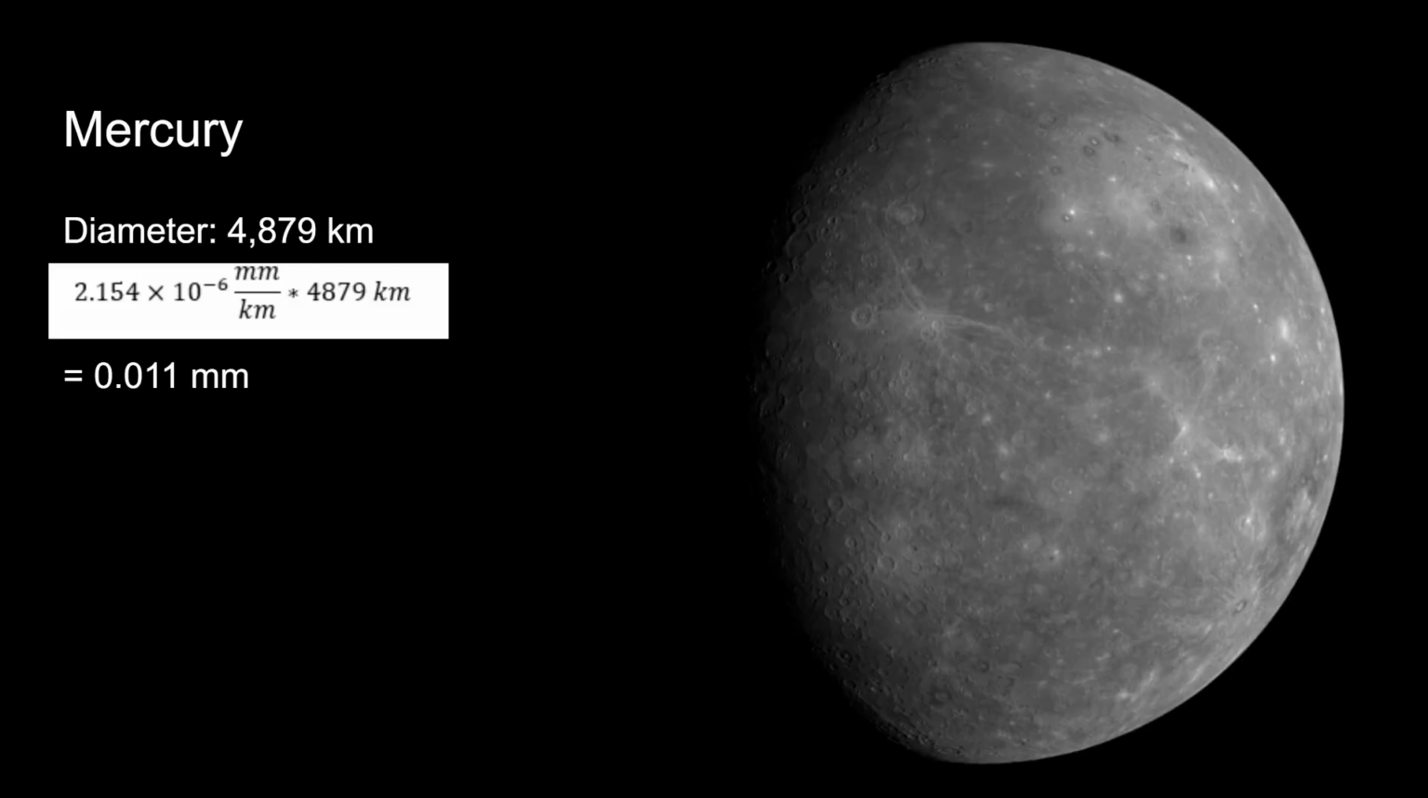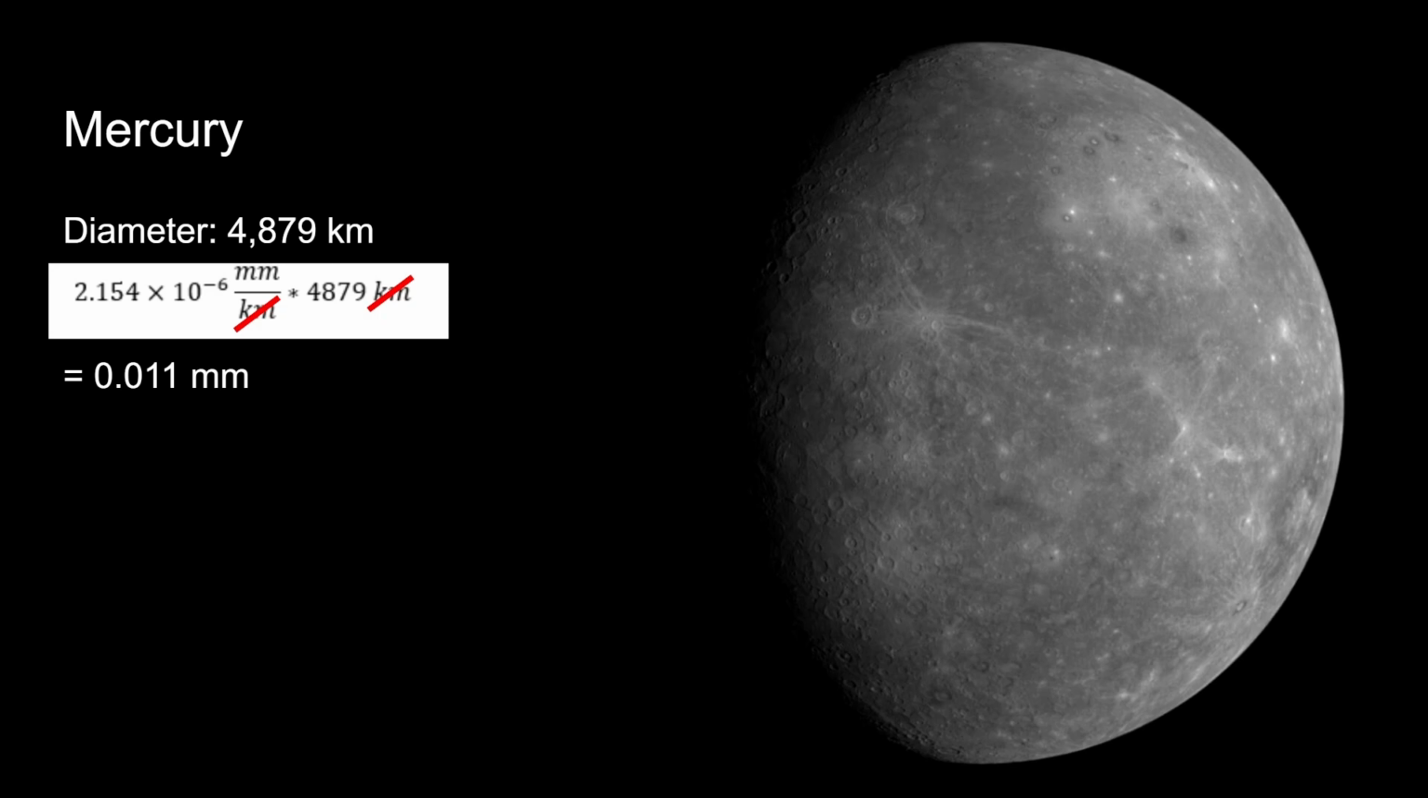So starting with Mercury, we have the actual diameter is 4,879 kilometers. And to do the math for this and get the actual scale, we do the 2.154 times 10 to the negative 6 millimeters per kilometer times 4,879 kilometers. And this is why I left it in millimeters per kilometer. When you do the math, the kilometers cancel out because you have a kilometer on the numerator and a kilometer on the denominator.